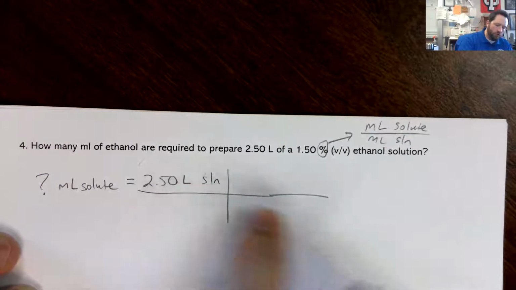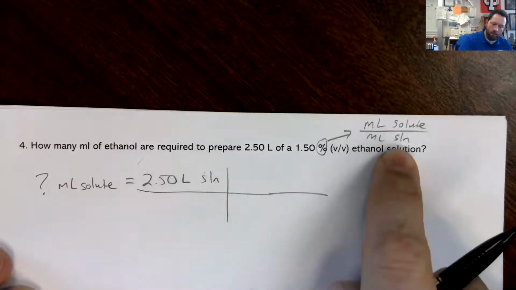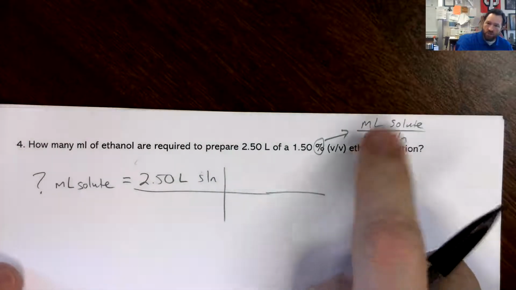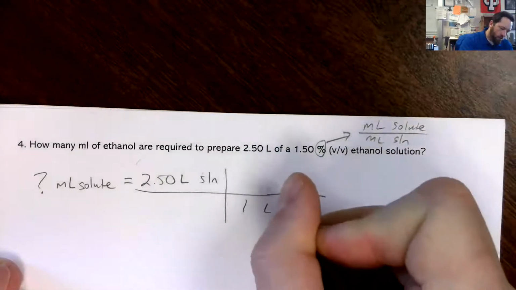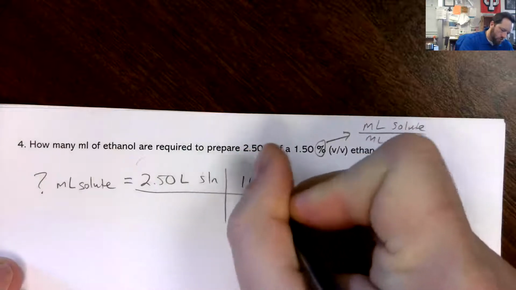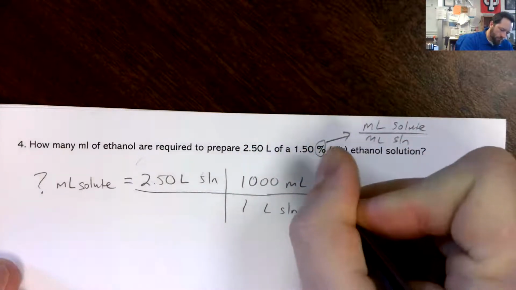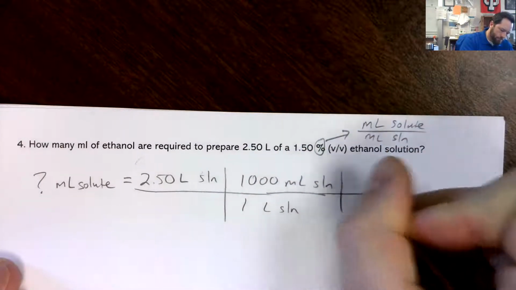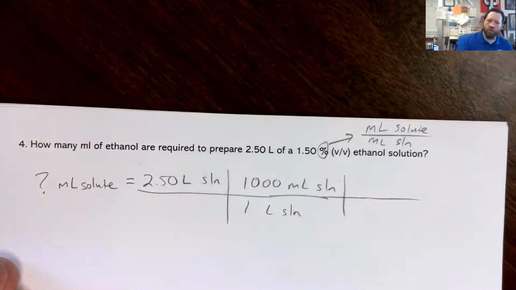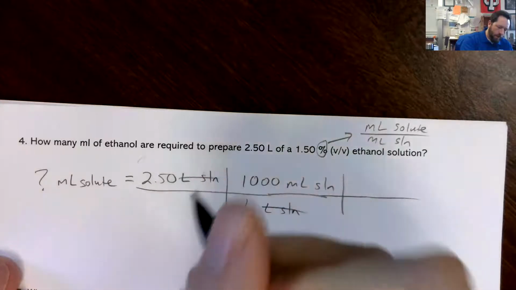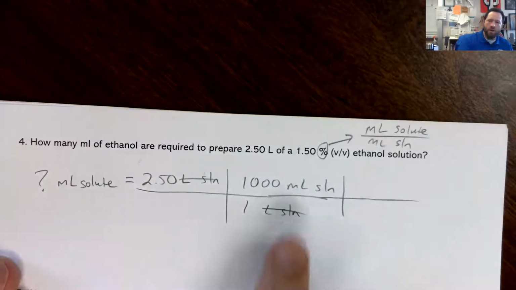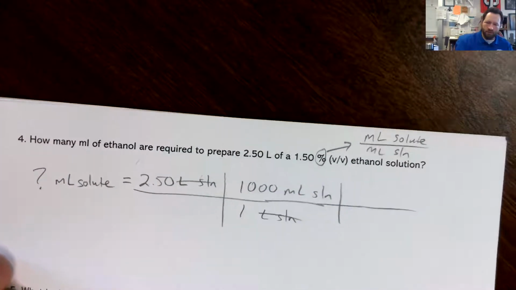We know that liters of solution is going to be on bottom. This won't do it for us. This is in milliliters. So first step, we need to convert liters to milliliters. Pretty simple conversion. I hope we're all pretty familiar with it by this point. And now look, liters is out of the way, and now we've got our unit milliliters.